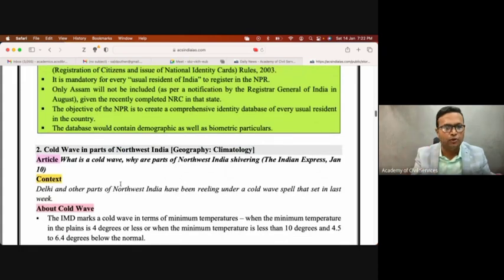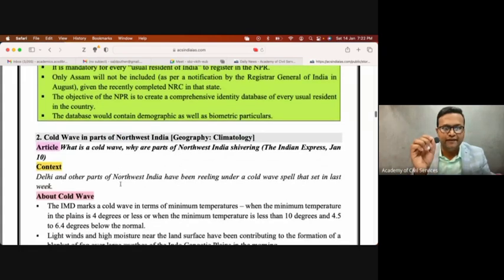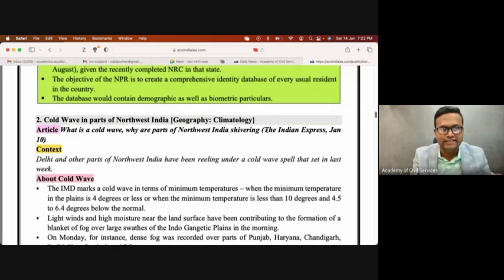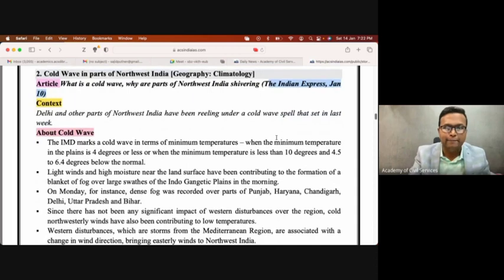Then for the second news, you can go to climatology, cold waves in parts of northwest India. The news is taken from The Indian Express. Then you will get an analysis. What is a cold wave? Definitely, in the UPSC Civil Services examination, you will never get a question asking in which of the following states in India a cold wave occurred recently. That is a PSC question. In civil services, you will get a question regarding what is a cold wave and what is the geographic phenomenon behind it. That you have to study, and that is given here about the cold wave.